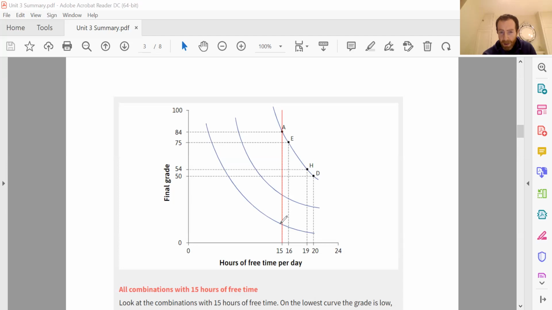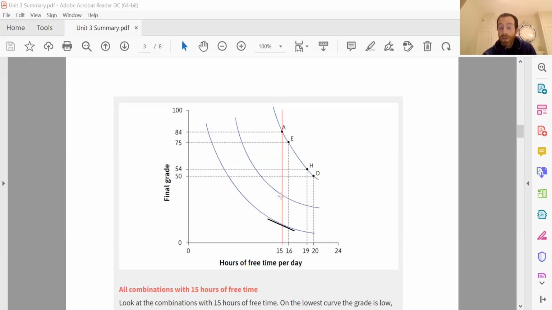Right down here, where Alexei has quite a low grade, if you said to Alexei here, well, what would you be willing to decrease your grade by to go from 15 to 16? You can actually see it wouldn't be very much. The slope here is actually quite shallow. He wouldn't be willing to sacrifice too much of his grade to get 1 more hour of free time. And that's because he's already at quite a low grade.